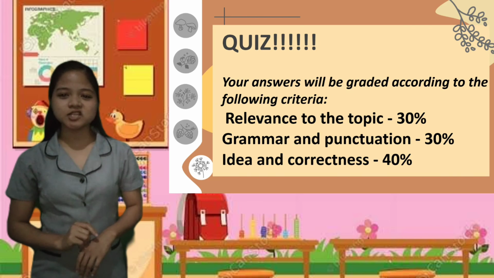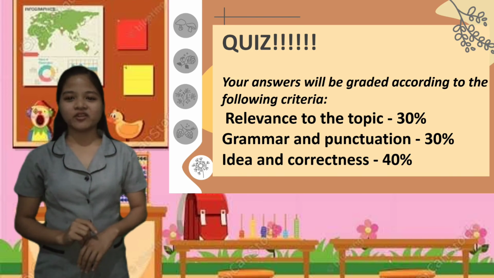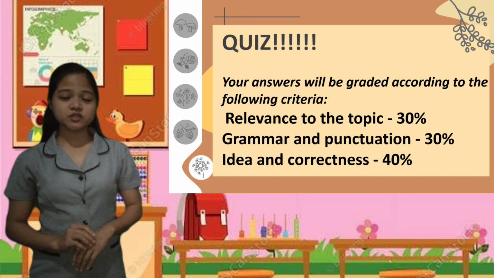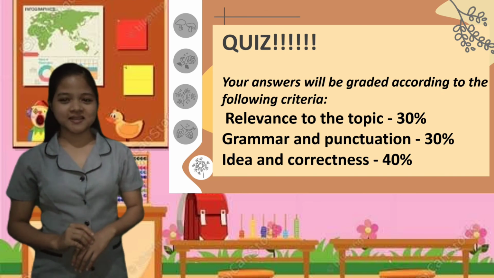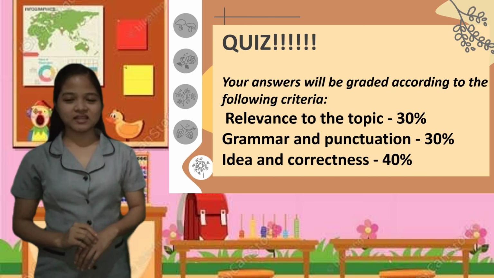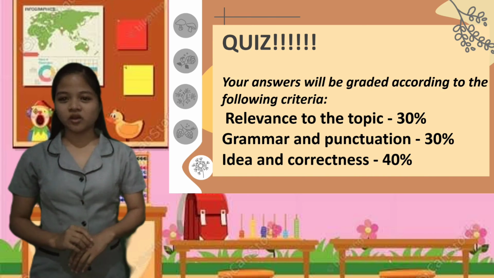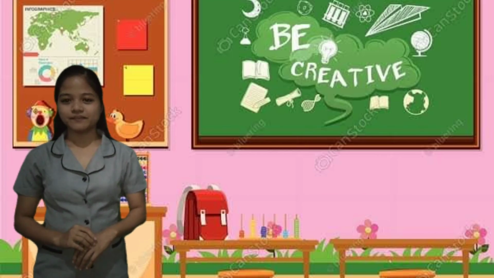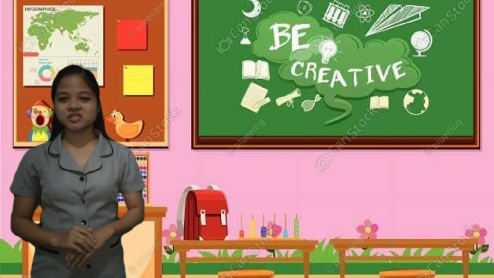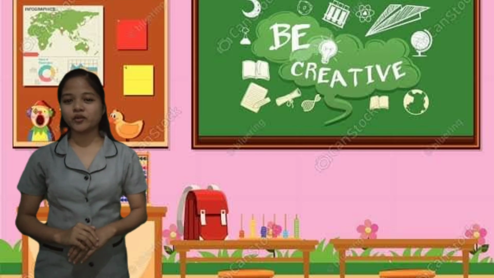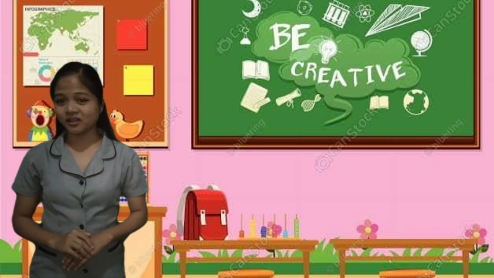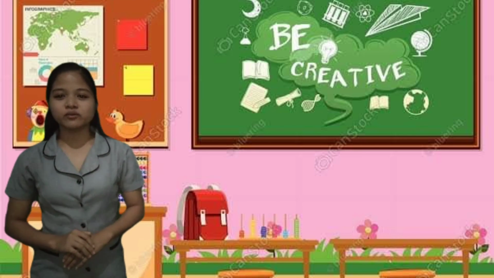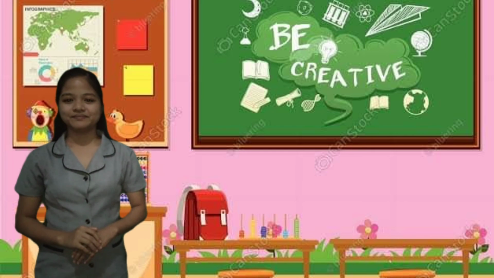Okay. Your answers will be graded according to the following criteria. Relevance to the topic, 30%. Grammar and punctuation, 30%. Idea and correctness, 40%, for a total of 100%. Kindly bring out 1/2 sheet of paper crosswise and your ball pen. Are you ready? Okay, so let's proceed to the quiz.